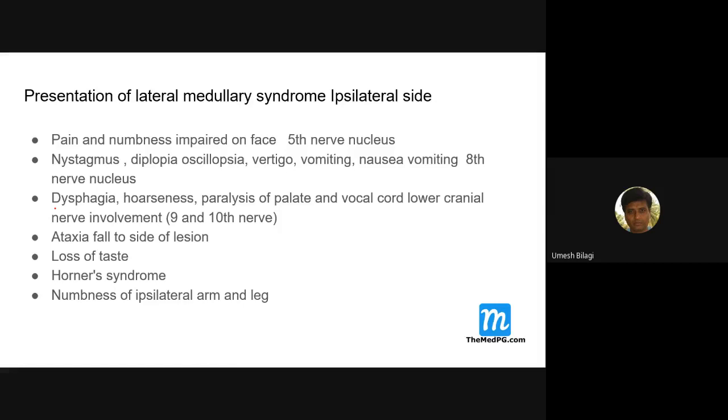Okay. Now the presentation of lateral medullary syndrome. How would the patient present? He would have pain and numbness on the face. That is due to the fifth cranial nerve. On the face, the pain is on the same side, whereas on the body it is on the opposite side, because of the spinothalamic tract. Fifth nerve.